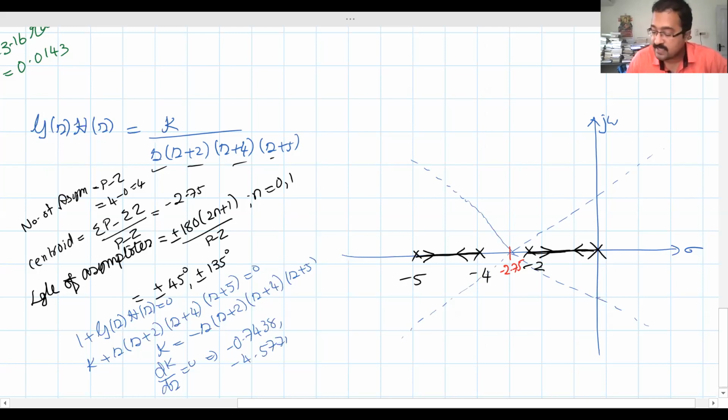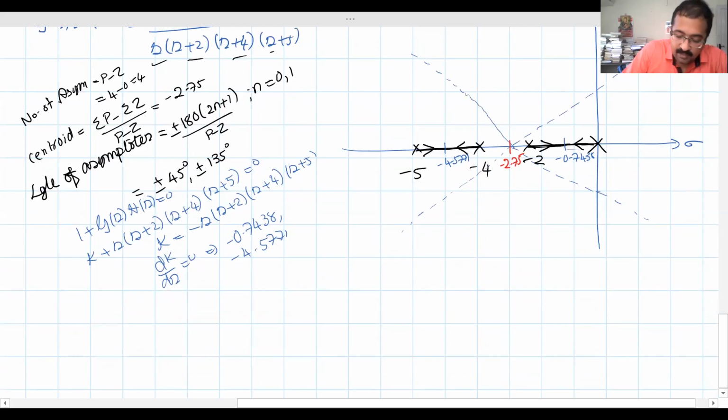Of course, 2 breakaway points do exist here because we have two pairs of adjacent poles on the real axis which are on the root locus. So there have to be 2 breakaway points. So where is minus 0.7438? Maybe somewhere here. And minus 4.5771 somewhere here. Now you see the asymptotes will cut the imaginary axis. So the next step is to find the imaginary axis crossing.